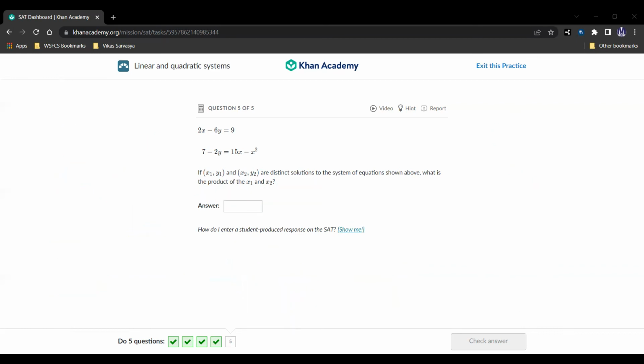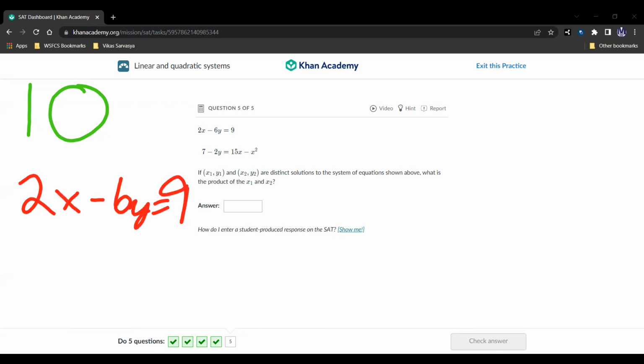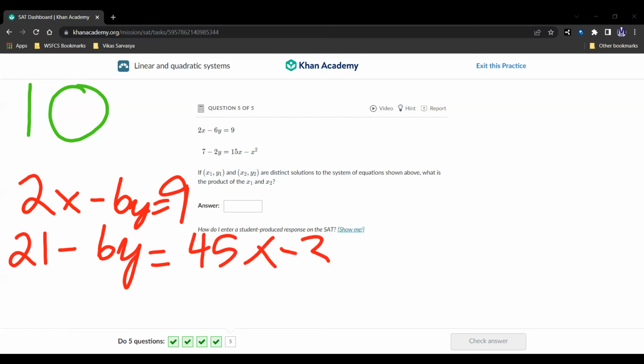Now, of course, let's make sure that it is. We're not going to actually go through and find the roots because that would be much too tedious. Just remember you have Vieta's formulas handy in case you need them, but we are going to make sure that we got the right quadratic, because that is where we got Vieta's formulas from. So 2x minus 6y equals 9, and then let's multiply by 3 this time so we don't have any negatives: 21 minus 6y equals 45x minus 3x squared.